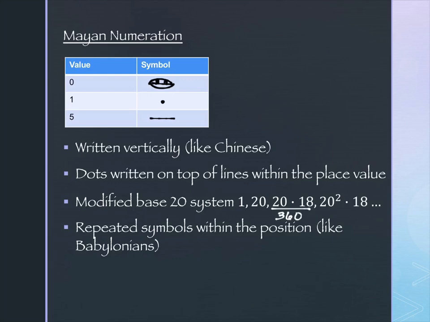And then they repeat the symbols within the position just like the Babylonians. So if they had a number like 15, they'd do 3 bars, because that's 3 5s. If they had the number 7, they'd do a bar and 2 dots. So they repeat the dots to get the extra values within the systems. We're going to do the same thing we did for the Babylonians, and we're going to do that for the Mayans. We're going to take Mayan numbers and turn them into our numbers. That's our first place.